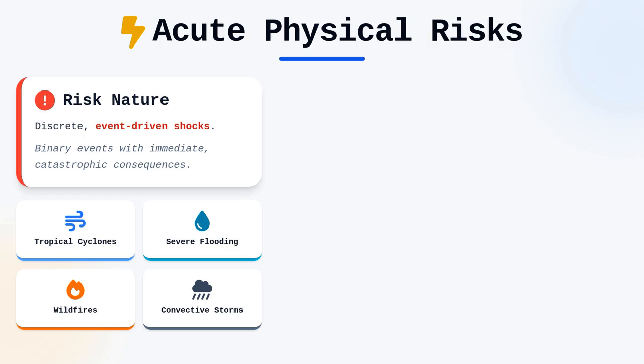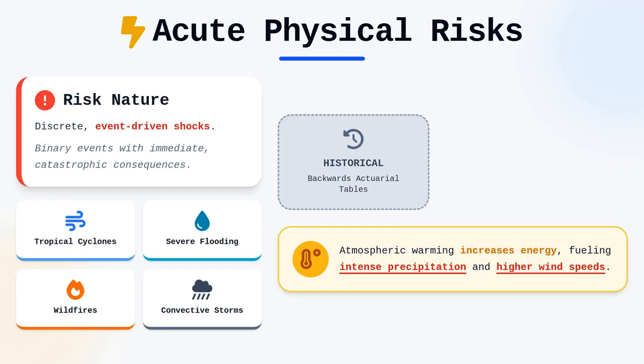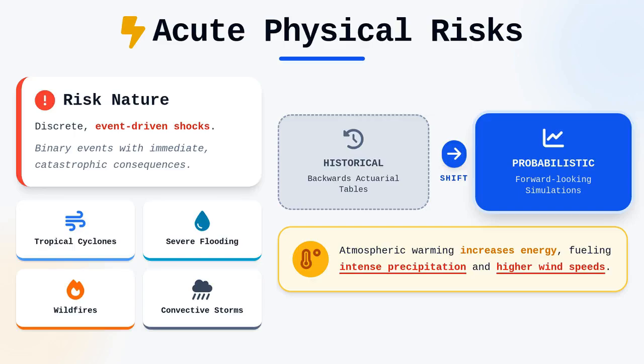The central challenge for a risk manager lies in the fact that historical climate data is no longer a reliable predictor of future frequency or severity. We are witnessing an environment where atmospheric warming increases the energy available to storm systems, leading to more intense precipitation and higher wind speeds. Consequently, your assessment models must shift from a reliance on backwards-looking actuarial tables toward forward-looking probabilistic simulations that account for nonlinear climate dynamics.